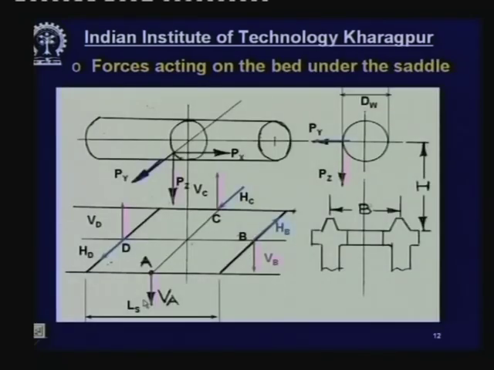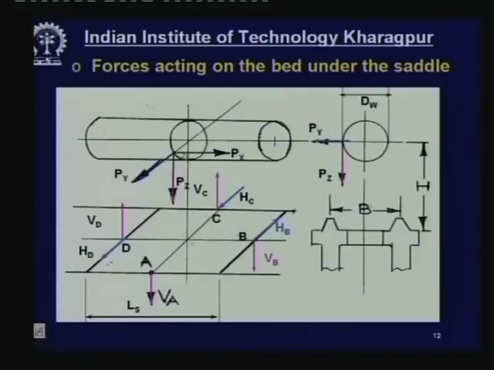Now, forces acting on the bed under the saddle. Now, this is the workpiece. Again, come to the workpiece. Now, a slightly isometric view is shown, and this is the cutting tool here. Now, on the cutting tool, as I told you, the cutting tool is mounted on the tool post, that is tool rest, tool holder, then tool post, then compound slide, then cross slide, then from cross slide to the saddle, and from saddle the force comes onto the bed. And so, the bed receives forces that are imparted to the tool also.